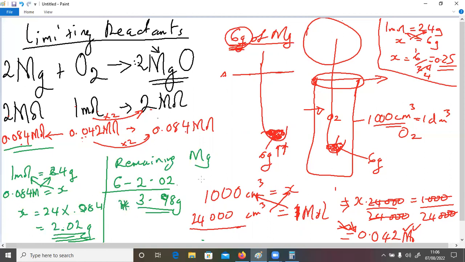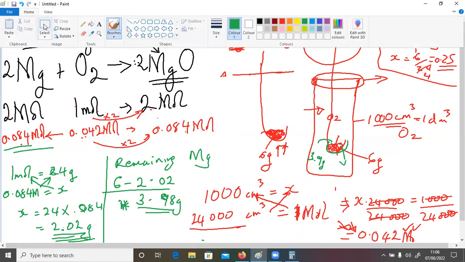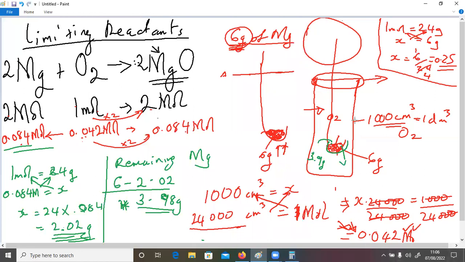Okay, so in this container at the end of it, you have some 3.9 grams, almost 4 grams of magnesium remaining, and some mass of magnesium oxide. So how much magnesium oxide will be there? How much magnesium oxide will be there in terms of mass?